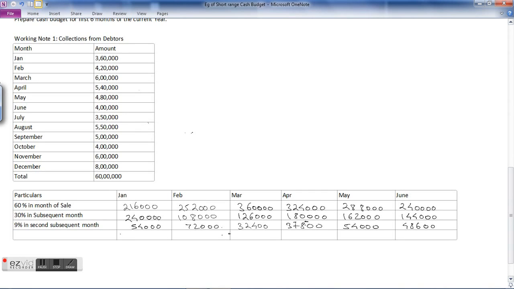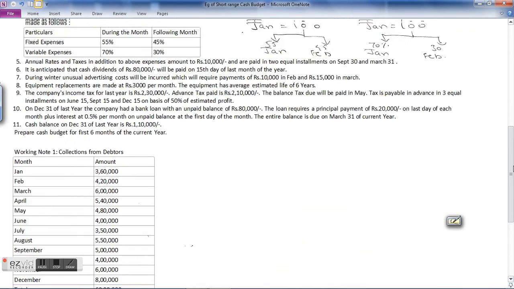Now if you total this, it comes to 5,10,000, 4,32,000, then 5,18,400, 5,41,100, 5,04,000, and 4,32,600. So these are the collections from the debtors for that particular months. Okay, so this needs to be incorporated in our cash budget. Now let's see what is the next one.